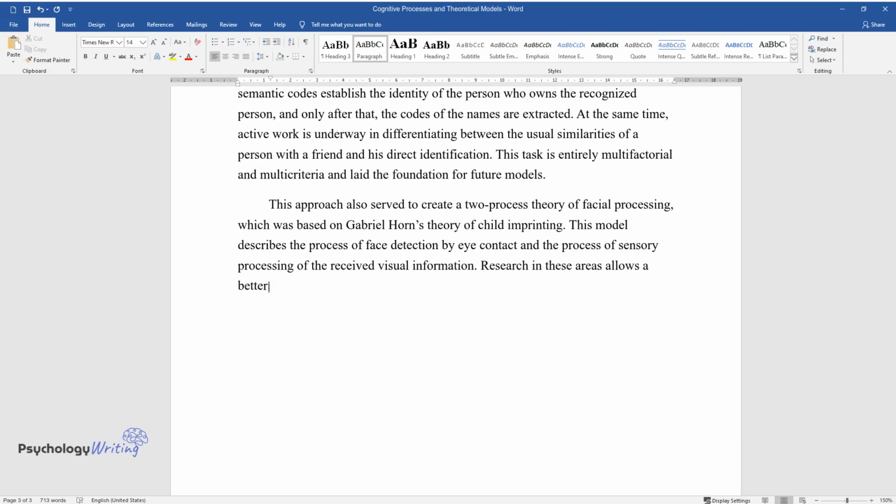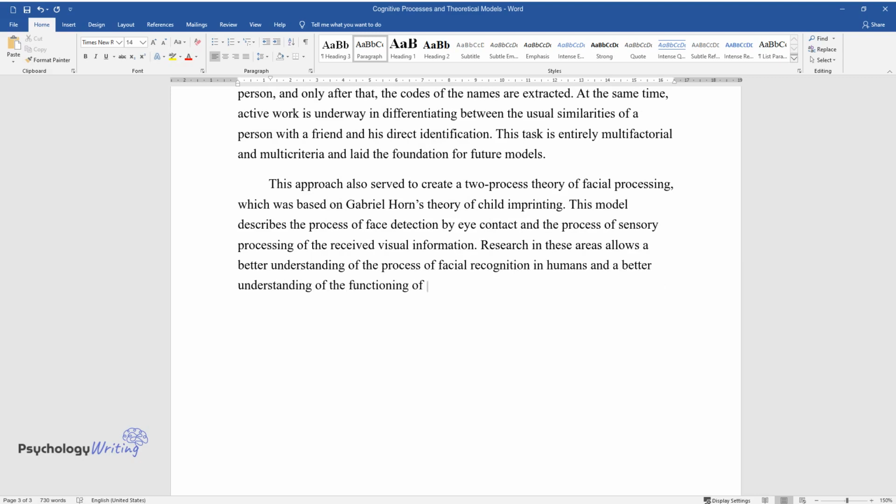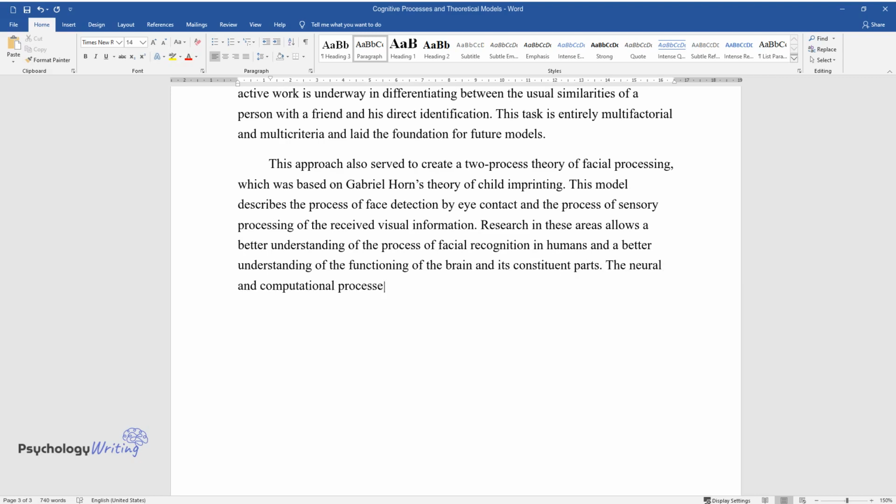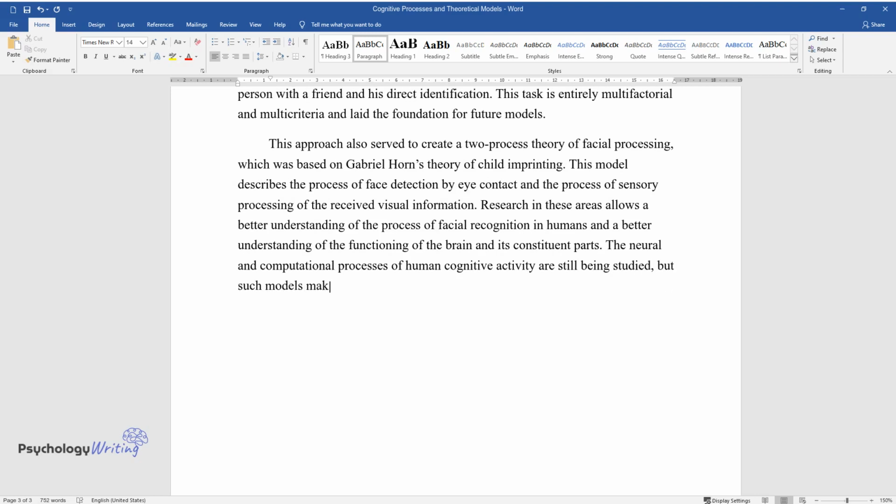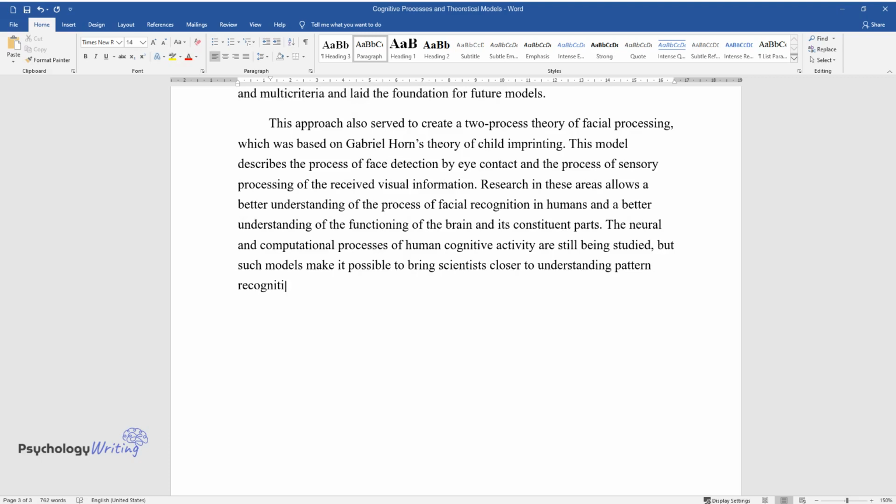Research in these areas allows a better understanding of the process of facial recognition in humans and a better understanding of the functioning of the brain and its constituent parts. The neural and computational processes of human cognitive activity are still being studied, but such models make it possible to bring scientists closer to understanding pattern recognition mechanisms.